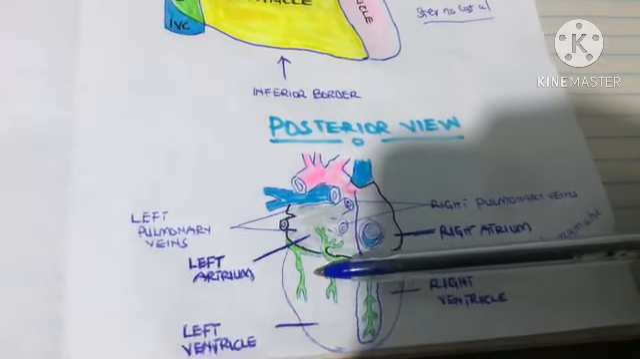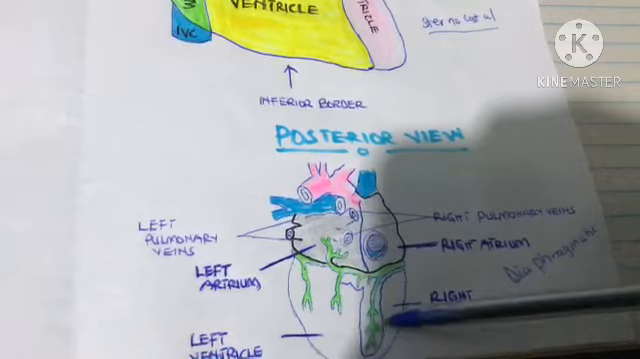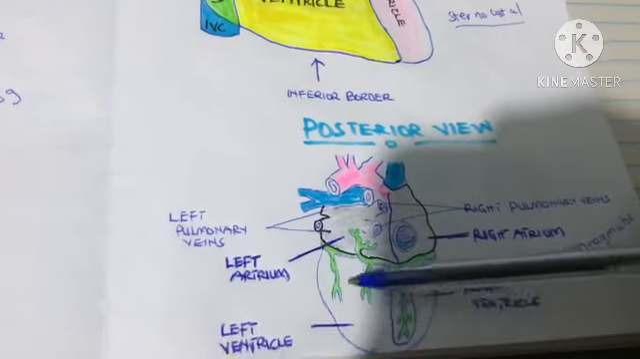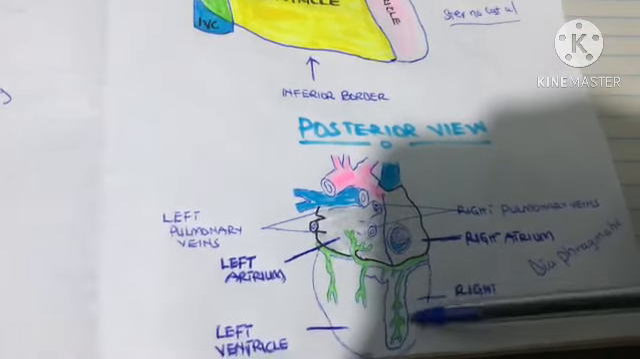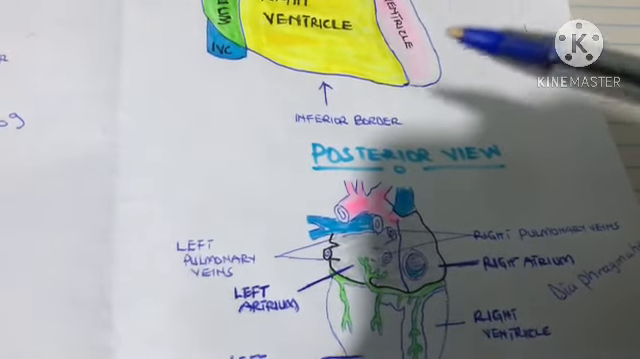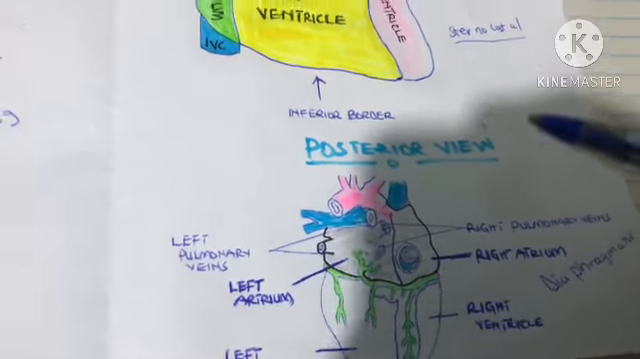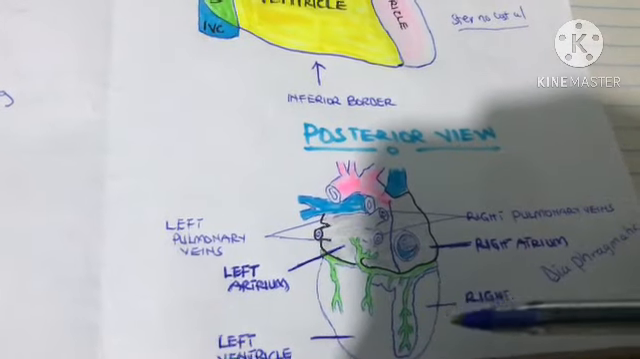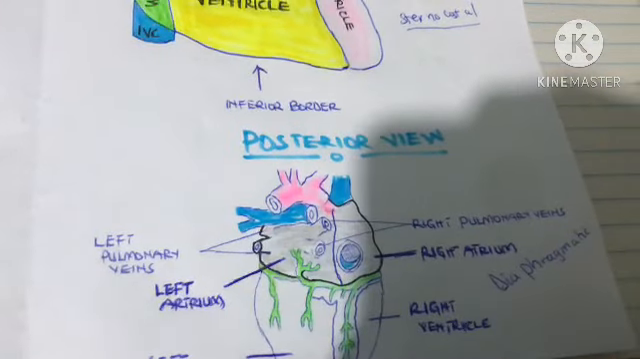And this part is the inferior surface. Maybe you cannot see it well, but this part represents the inferior surface. And the inferior surface is very flattened, and it lies on the diaphragm. And because it lies on the diaphragm, we also call it the diaphragmatic surface.